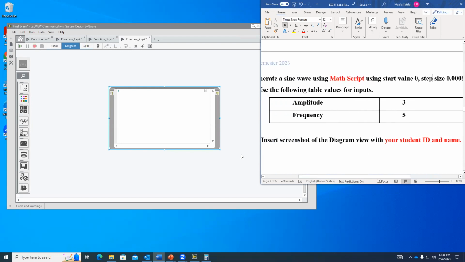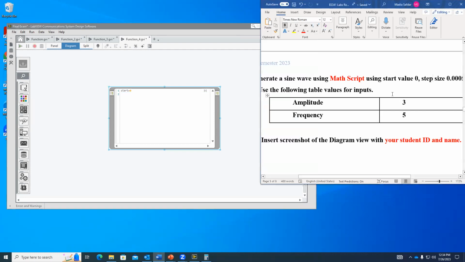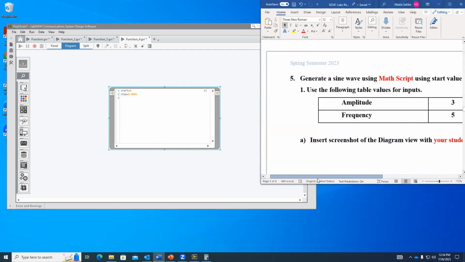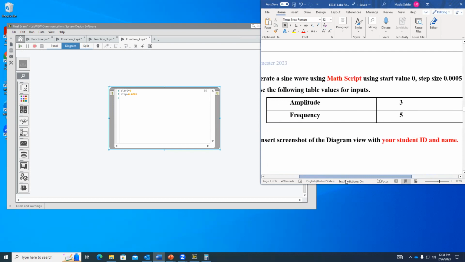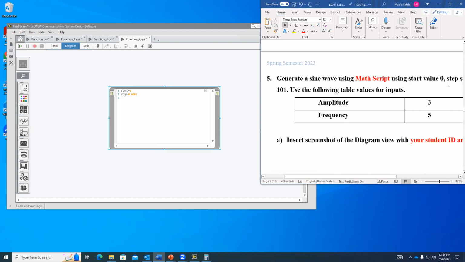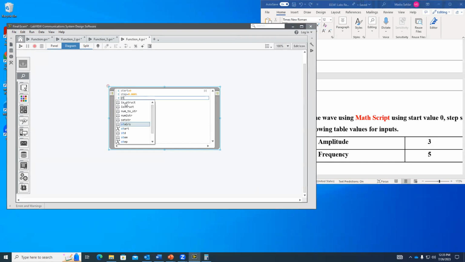Okay. First of all, I will write start value. Start equals 0. Then step size is step equals 0.0005. Then top value is, let's say, equals 10. Stop value is 1. Stop equals 1.